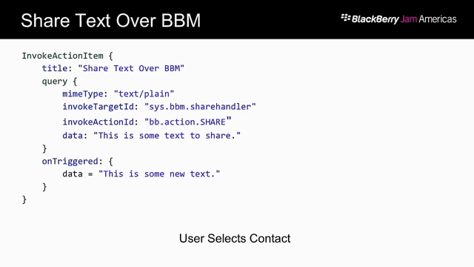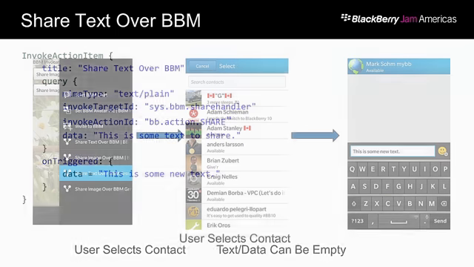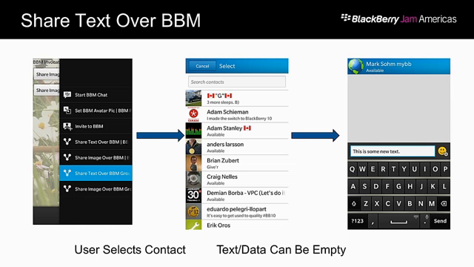I've just used a string here just for a simple example. So what this will look like is user triggers that, selects a contact. We can see this is some new text on the right-hand side. So it overwrote what was in the original query with the update that we specified in the onTriggered method. And that onTriggered method is called every time that invocation request is initiated. So if that variable changes throughout the life of your application, you can always pull the latest one in there and have that text show up in that chat message.